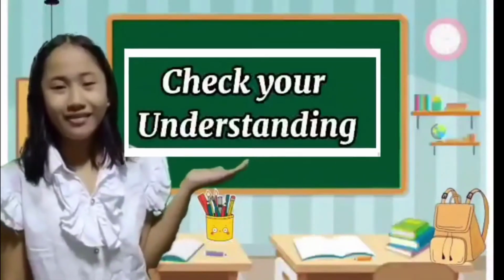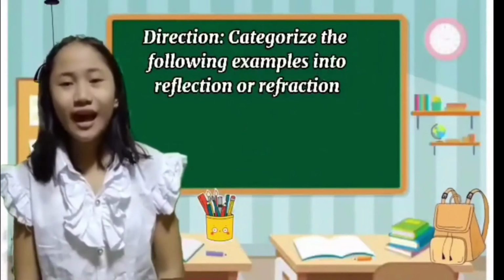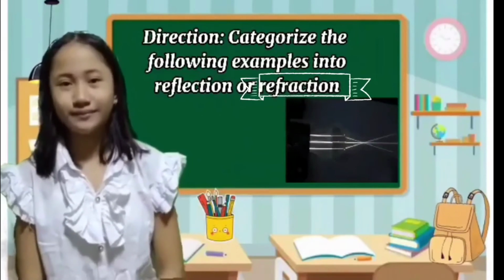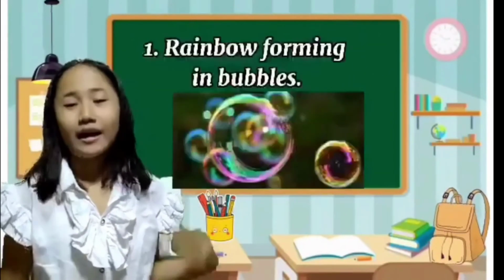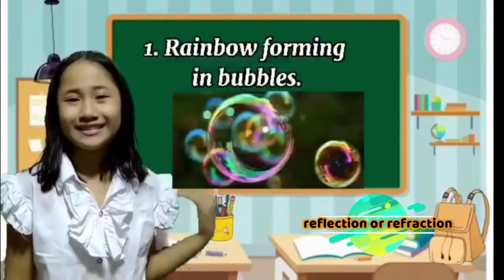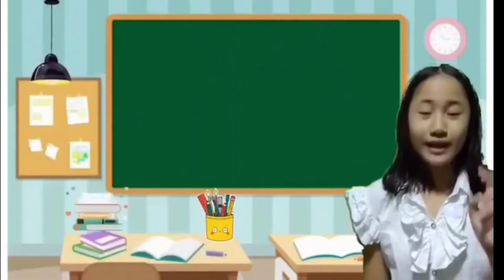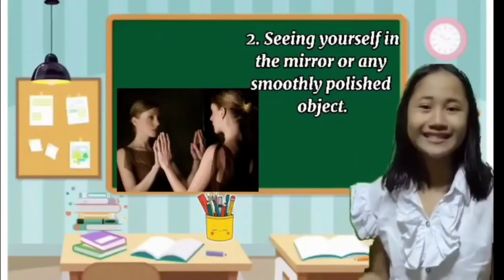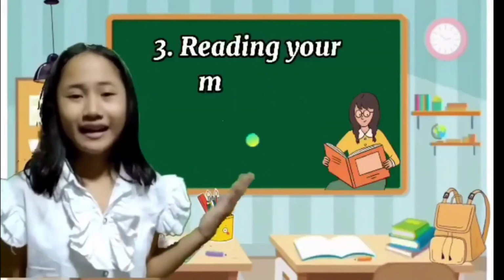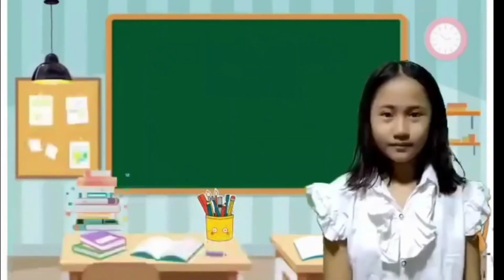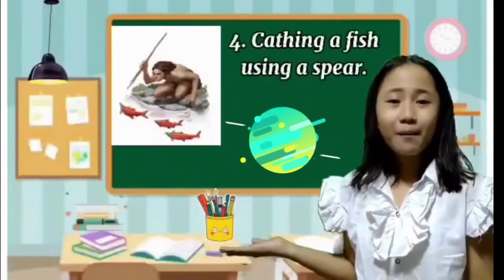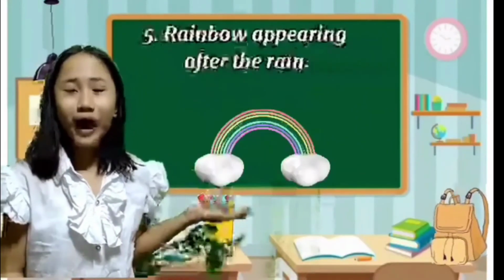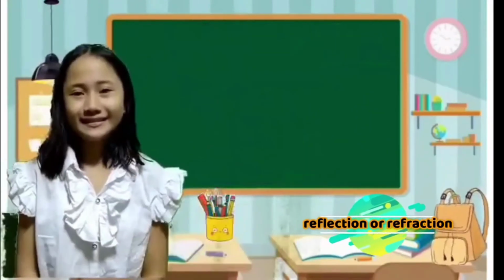Check your understanding. Direction. Categorize the following example into reflection or refraction. Number 1. Rainbow forming in bubbles. Number 2. Seeing yourself in the mirror or any smoothly polished object. Number 3. Reading your module. Number 4. Catching a fish using a spear. Number 5. Rainbow appearing after the rain.